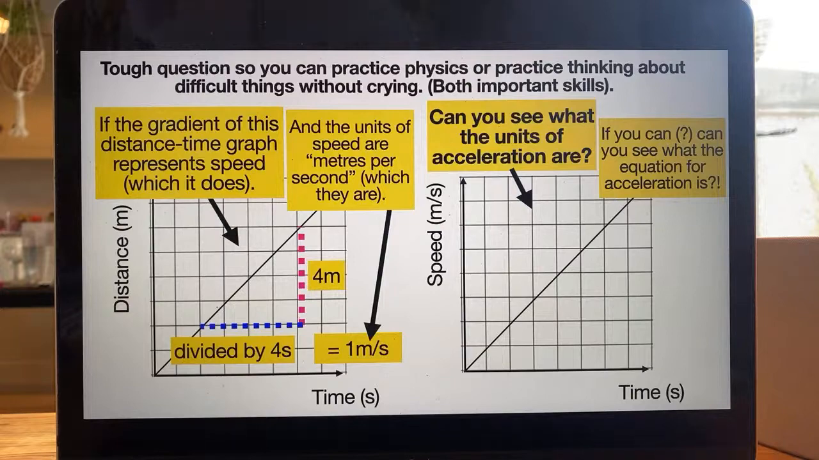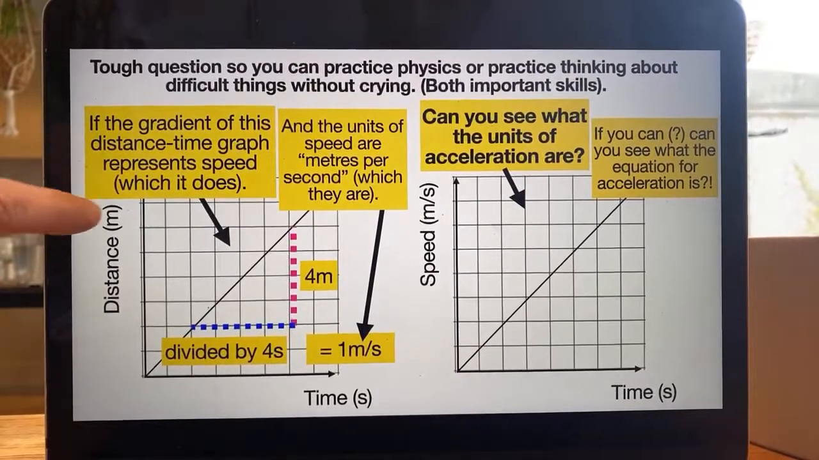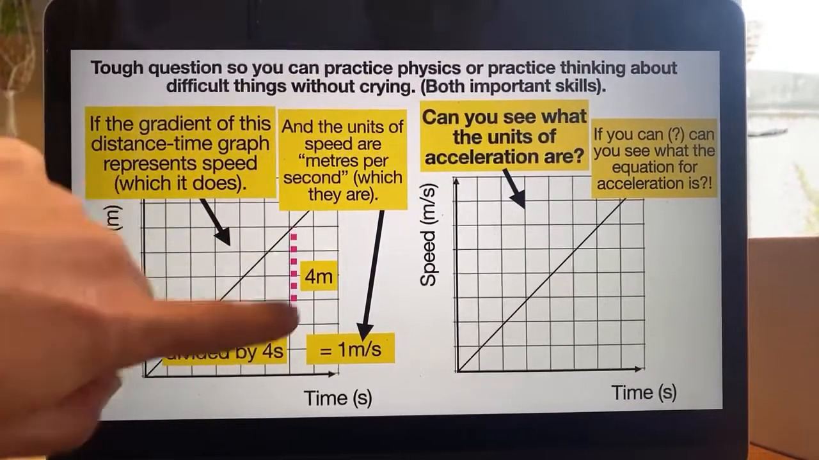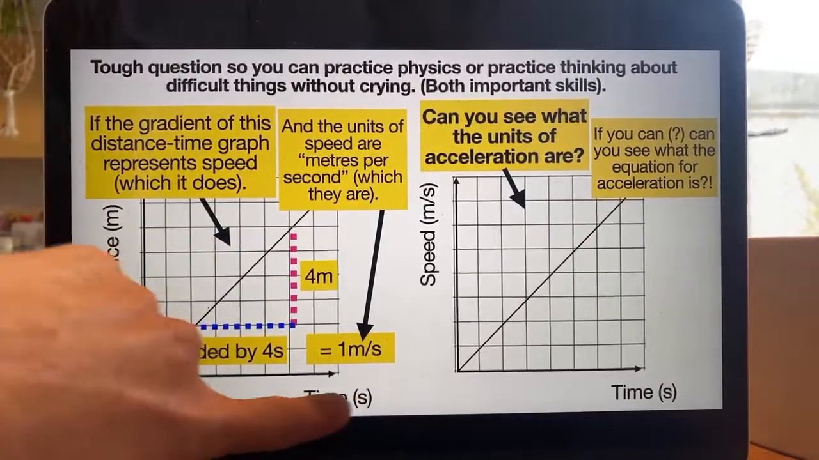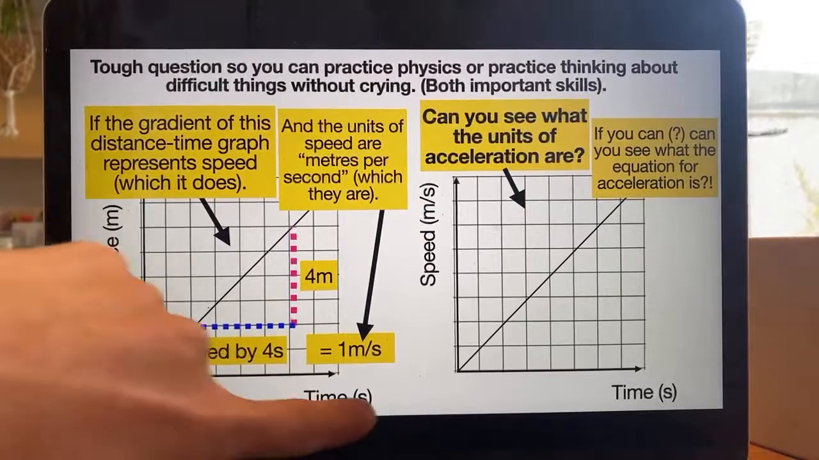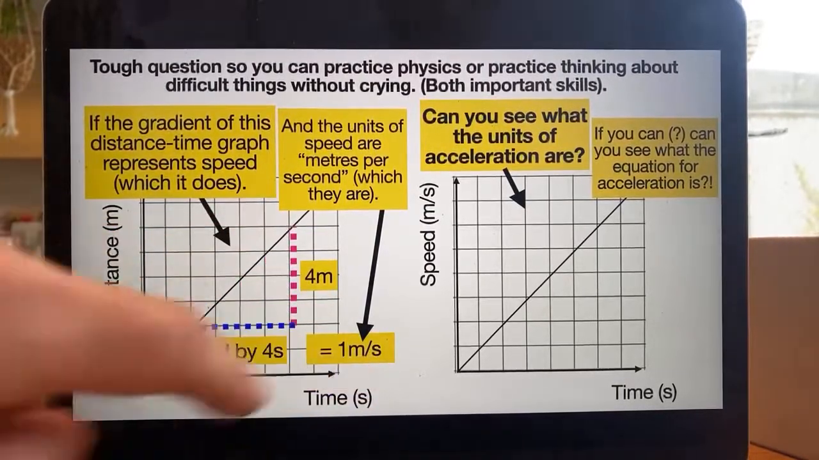Have you got it? Can I tell you? What are the units of acceleration? Well, here the gradient of this graph is the speed of it, and speed is distance divided by time. Distance in meters, time in seconds, and the units of speed are meters per second.